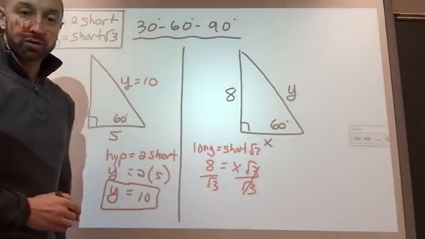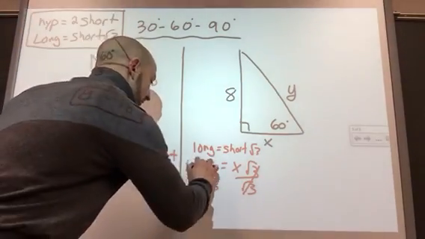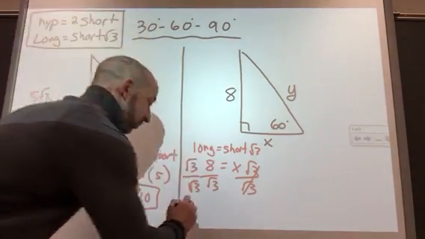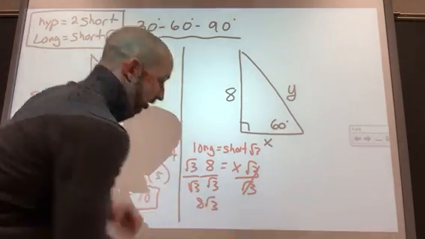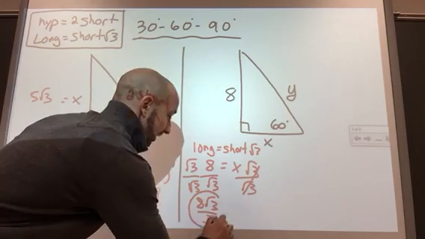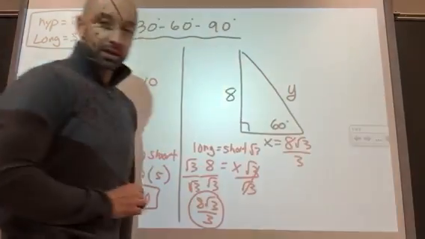So I have 8 over √3. What do we have to do when we have a radical in the denominator? I have to multiply by √3 over √3. This leaves me with 8√3 over √3 times √3, which is 3. So my short leg is 8√3 over 3.